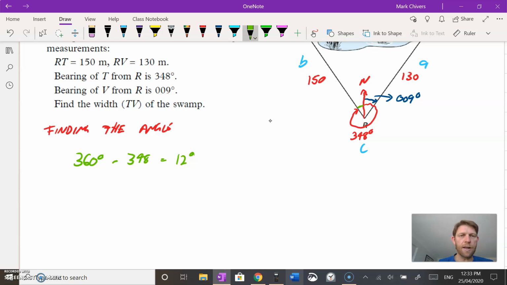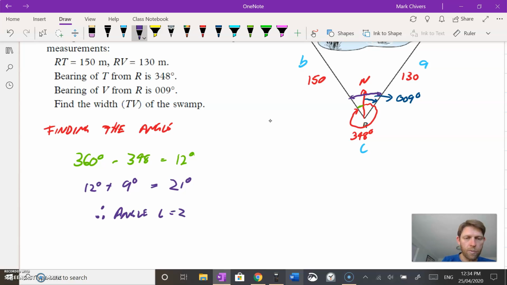So I'll use a different color again. We'll see how we go here. So what I'm after is this angle here. And that's going to be, if the green side is 12 degrees, the blue side is 9 degrees, so I'm going to have 12 degrees plus 9 degrees, which gives me 21 degrees. So now I know that that angle is 21. So therefore, angle C equals 21 degrees.